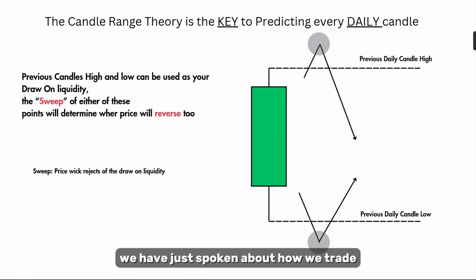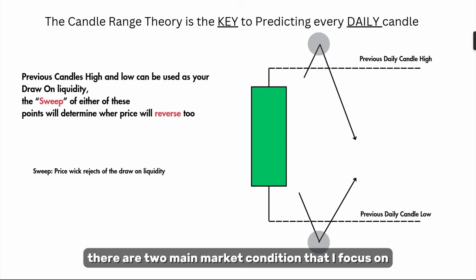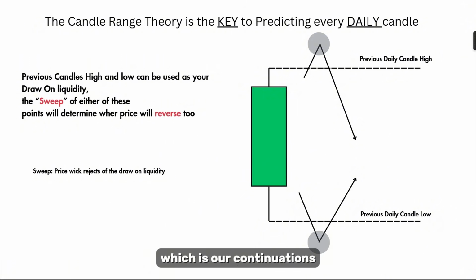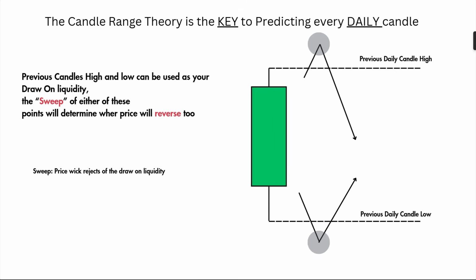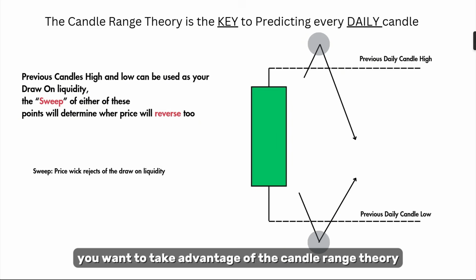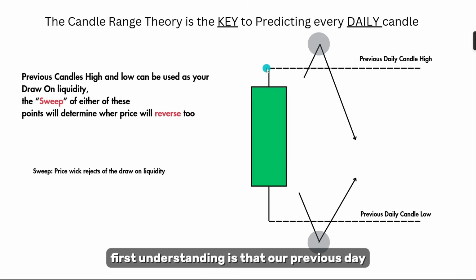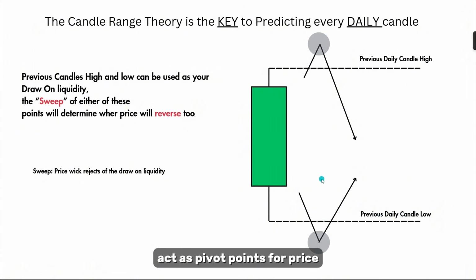We have just spoken about how we trade the daily candle when it is in an expansive market. However, there are two main market conditions that I focus on with the entire Novo Legacy students, which is our continuations and also our rangy markets. And in those specific scenarios, you want to take advantage of the candle range theory, which is the key to predicting every daily candle. Now, our first understanding is that our previous day candle high and our previous day's candle low act as pivot points for price.